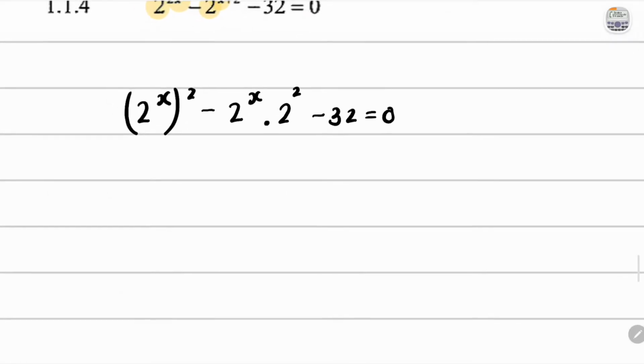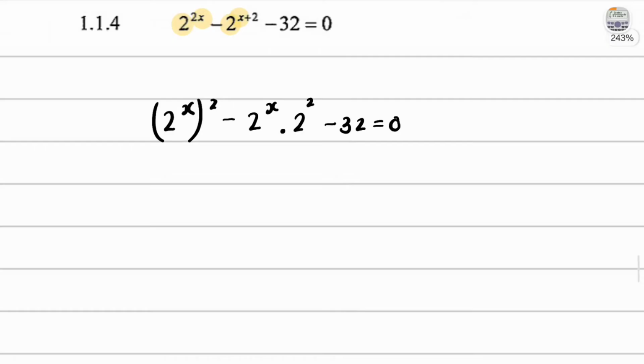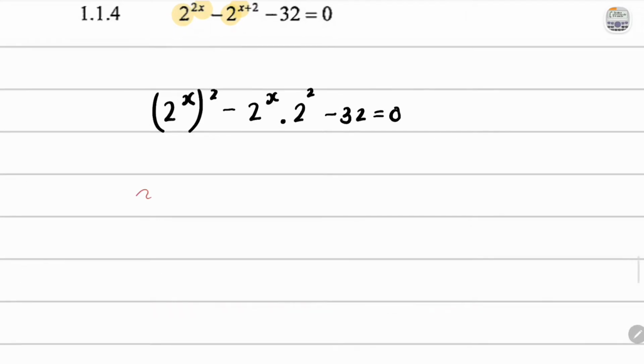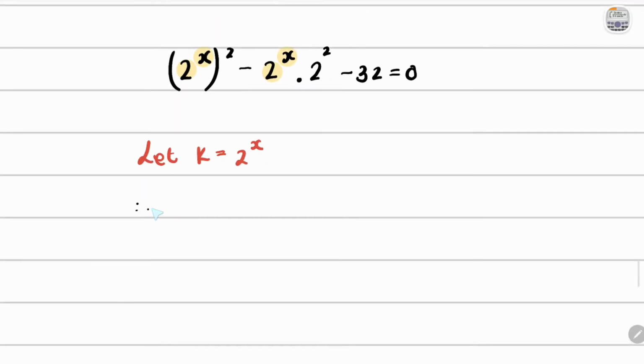And now we are going to use a method that makes this simpler to solve for. And that is called the K method. With the K method, it really just says you need to let K be equal to whatever was repeated, which was the 2 to the power of x, which we can see repeating there. So we say let k be equal to 2 to the power of x. So this means that our equation is now that would be replaced with k, so k squared minus, and then that would be replaced with k.